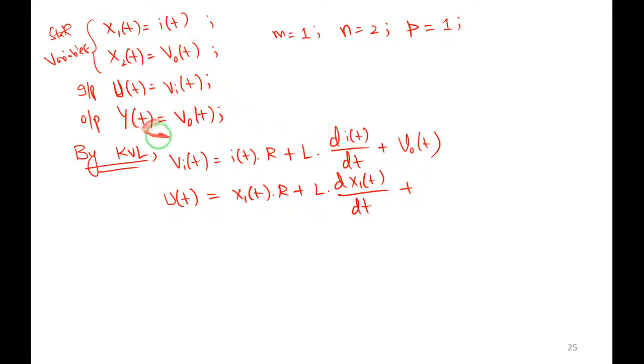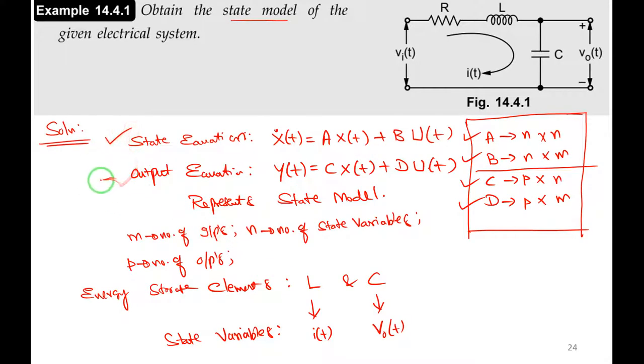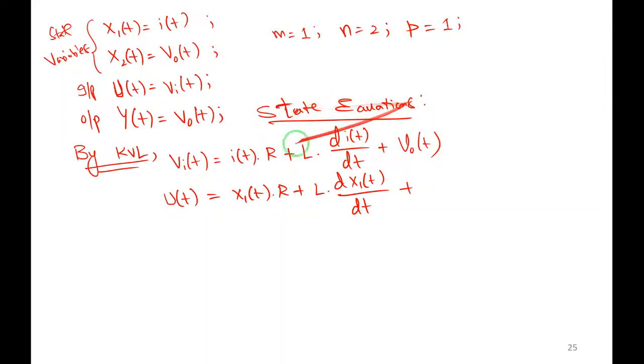Don't write y(t), because we are writing state equations first. First we are writing the state equations, then we will go for the output equations. So don't take this v0(t) as y(t), because we are not writing the output equation, we are writing the state equation. So v0(t) is x2(t) here. I hope you are getting it.